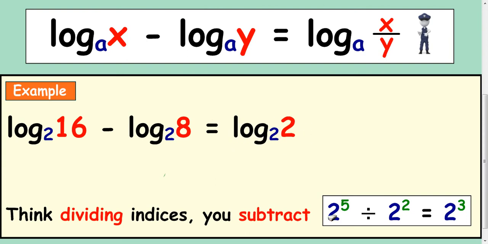And again, if we're thinking about how indices work, when you divide indices, you subtract the powers. So let's work this out and see if it works out here. So 2 to the power of what is 16? That is 4. 2 to the power of what is 8? Well, that's 3. If I do 4 take away 3, this should come out to be 1. And that's the case. 2 to the power of 1 is 2.